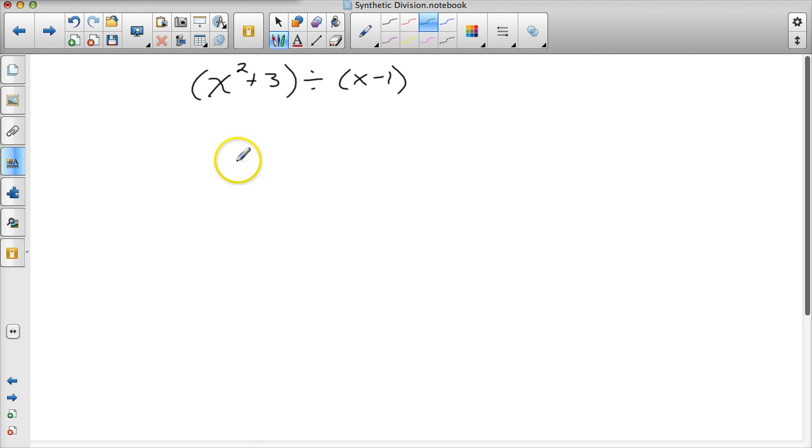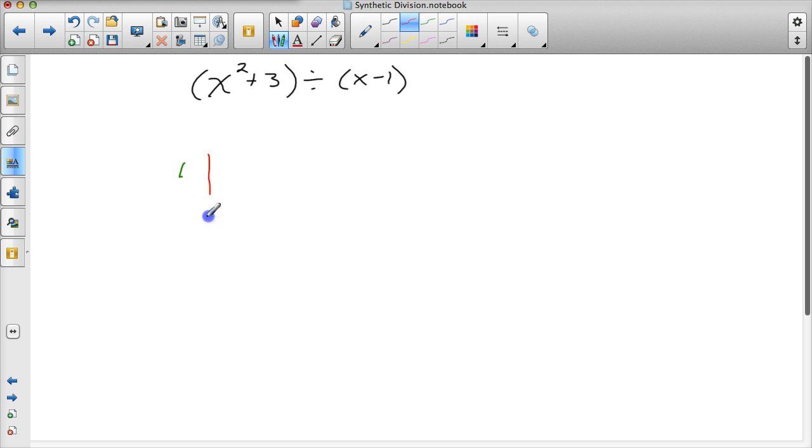This example has x squared plus 3 divided by x minus 1. I want to know, is x minus 1 a factor of x squared plus 3? In order to use synthetic division, my divisor has to be linear and it has to have a leading coefficient of 1. X minus 1 is linear and it does have a leading coefficient of 1, so I can use synthetic division. That means that I'm going to divide, my divisor now will become 1, the opposite of negative 1.